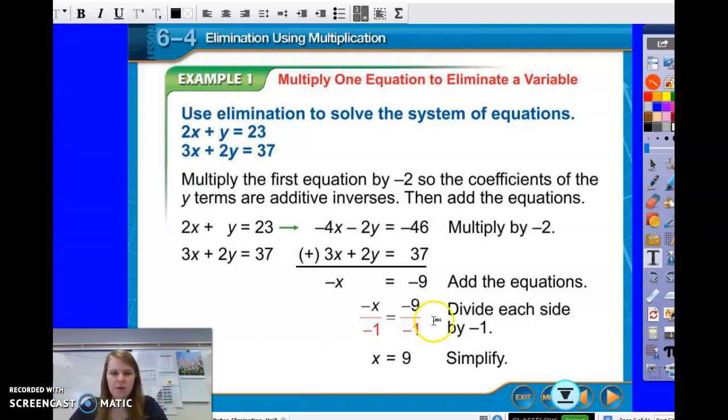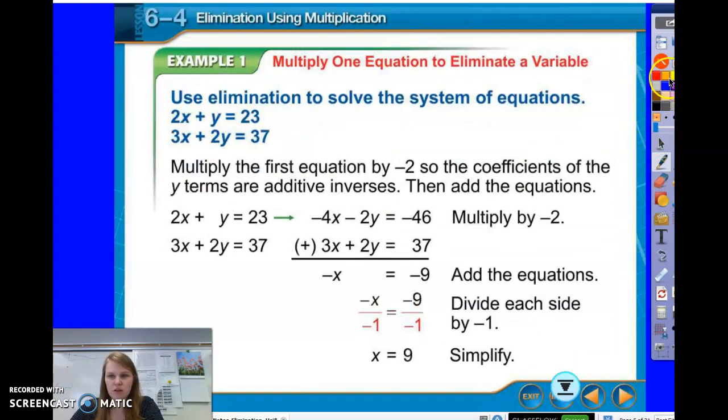Move me down here for a minute. So example 1 says 2x plus y equals 23, and we have 3x plus 2y equals 37. I'm seeing that neither one of these has exact opposites. You can't really add or subtract these yet. However, their suggestion is multiply the first equation by negative 2 so that the coefficients of the y terms would be additive inverses. So if you do that, take the whole thing by negative 2. Let's see what that would look like here.